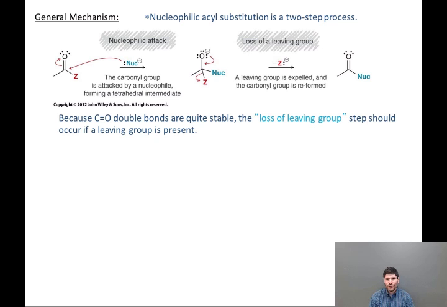It is now tetrahedral. However, in this case, you have a leaving group, Z. So the electrons on the O- reform in the second step the C=O pi bond and kick out Z as a leaving group. Now, this is going to happen because C=O double bonds tend to be quite stable. So this loss of the leaving group step will occur if a leaving group is present. In some cases, if Z is chloride, this is really, really stable, or even if it's acetate, because you're giving off a weaker base than you would have at the tetrahedral intermediate.